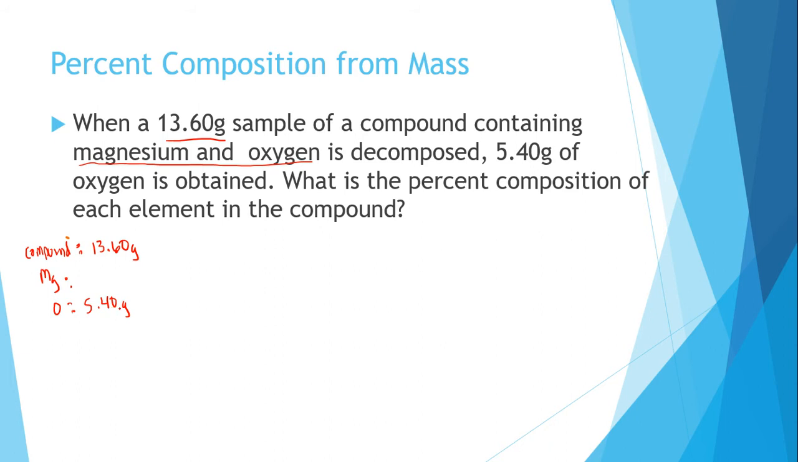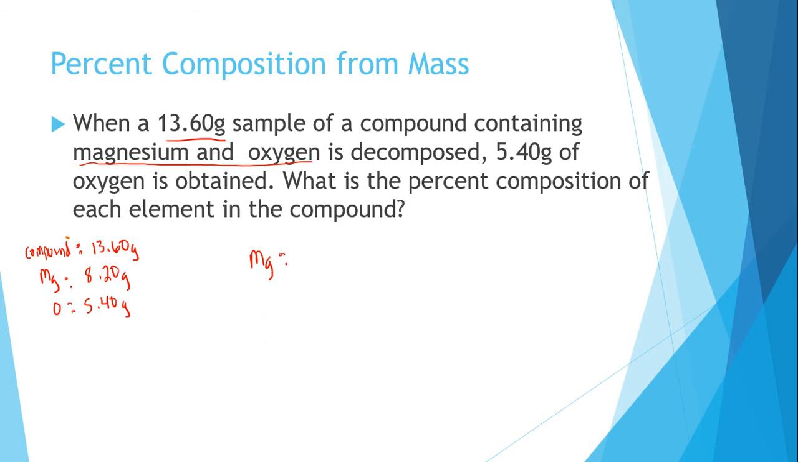Note, we went over sig fig rules. When you subtract in scientific notation, it's based on the decimal place. So since both of these numbers go 2 places after the decimal, my answer should also be 2 places after the decimal when I subtract. And you should get 8.20 grams. Once we found that, we have everything we need to set up the equation.